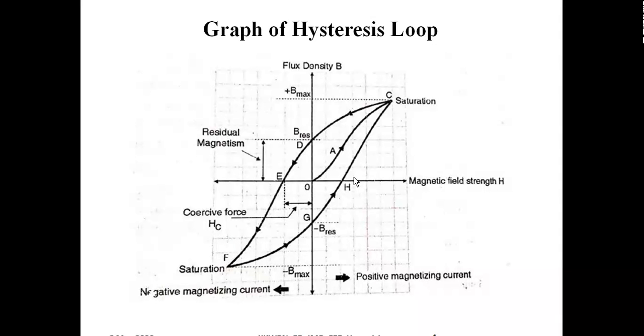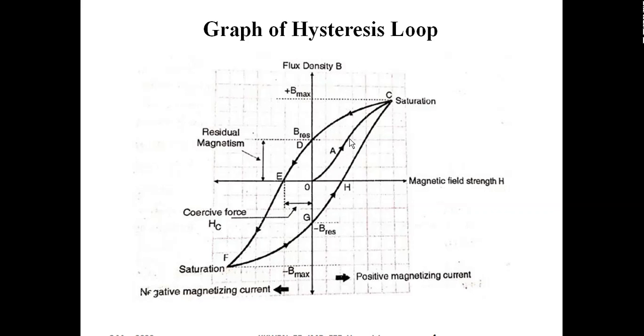If we want more detail of this hysteresis loop and how we have plotted this graph, then this graph will start from the origin, and when we go on increasing the current in the forward direction, first we reach point A.